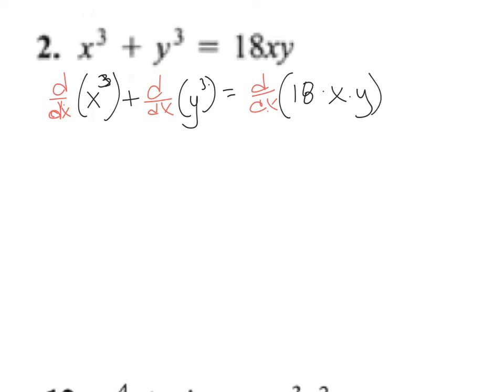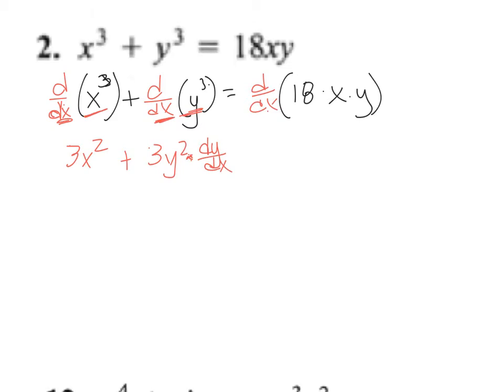Okay, so if I take my derivative with respect to x, I want to look to make sure if the x's match. If the x's match, I'm going to take my normal derivative, and we're just going to get 3x squared. But if I'm taking the derivative with respect to x and I have a term that has a y in it, I have to use the chain rule. I take my normal derivative, so I get 3y squared, and then I multiply by the derivative of y with respect to x, so dy dx.